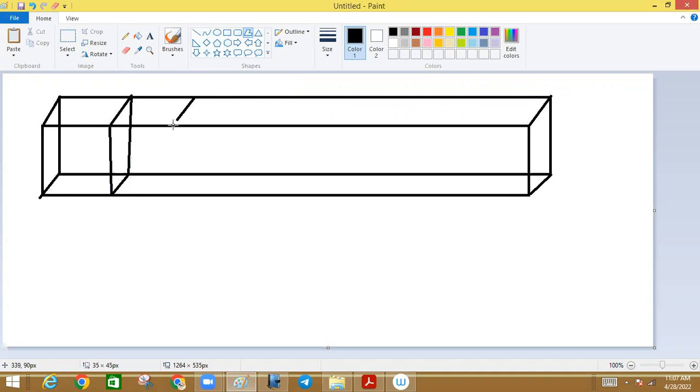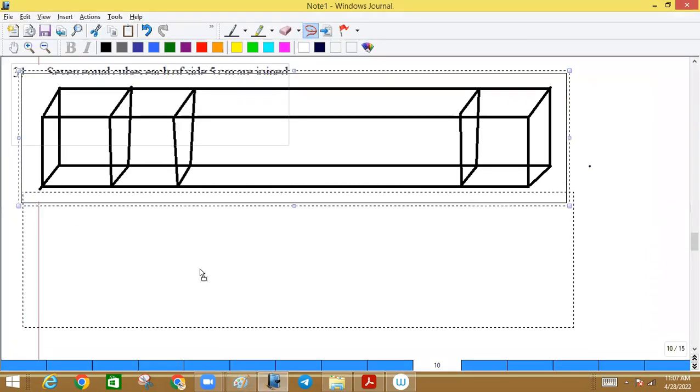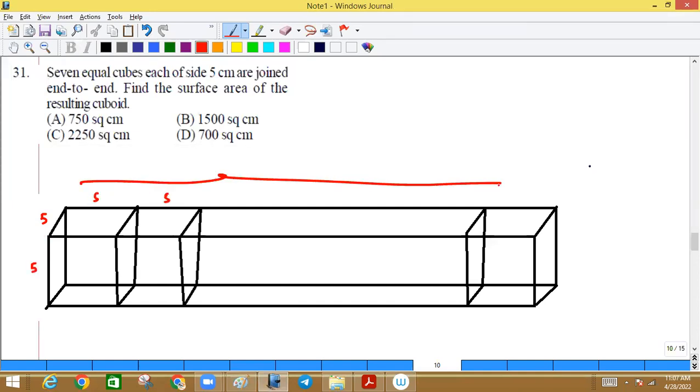This is 1, 2, I won't draw all 7. See here, the breadth and height will not change. Only the length will change. It is 5, 5, 5. Overall, it becomes how much? There are 7, therefore it becomes 35. So length becomes 35, breadth becomes 5, height becomes 5.